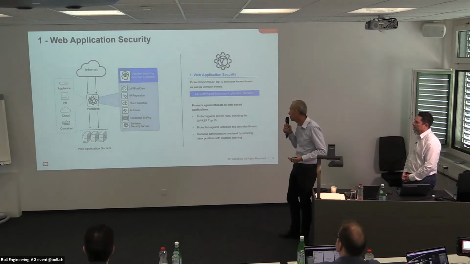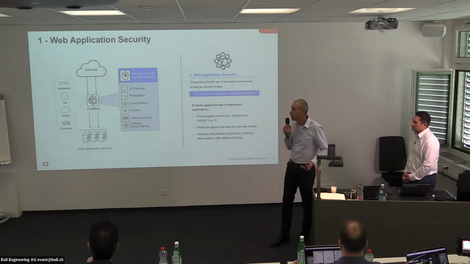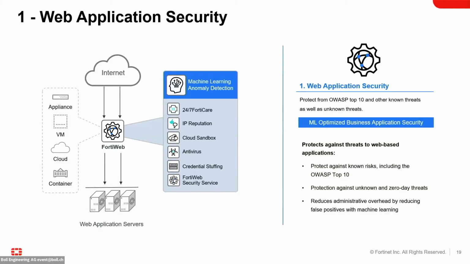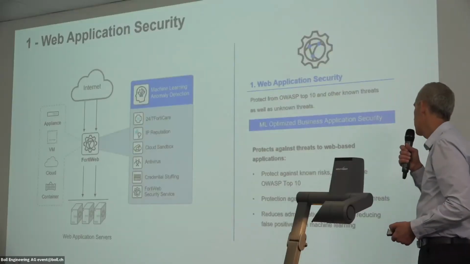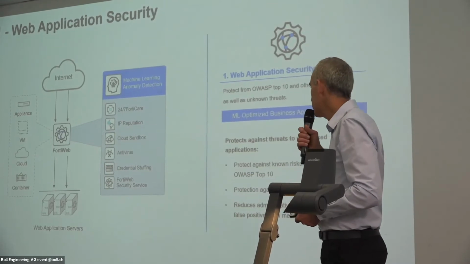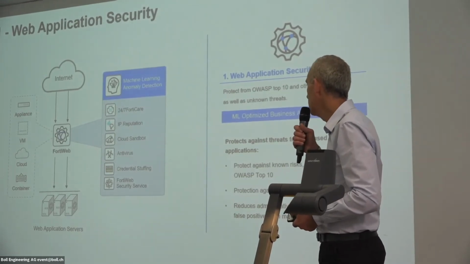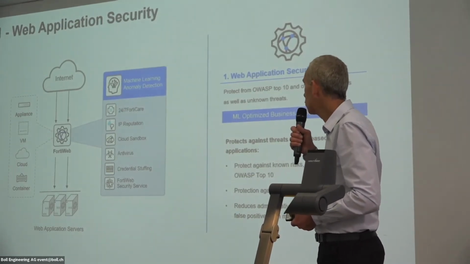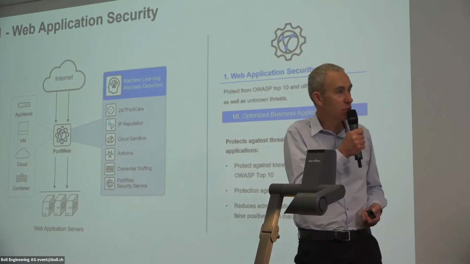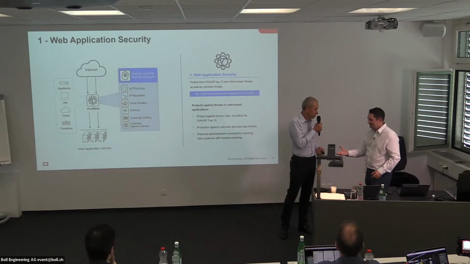That's the baseline, yeah? So this is about OWASP top 10. This is protecting against all the threats which are known and unknown from that list. And this is where we obviously also reduce the admin overhead. We consolidate the threats, and we enable that through the integration with the Fabric and through FortiGuard. So I will let Sebastian explain into a bit more depth how it works.